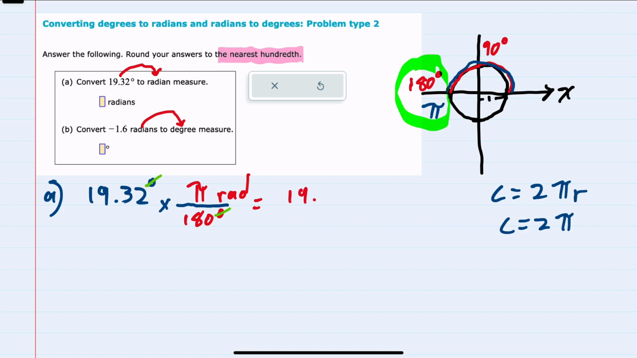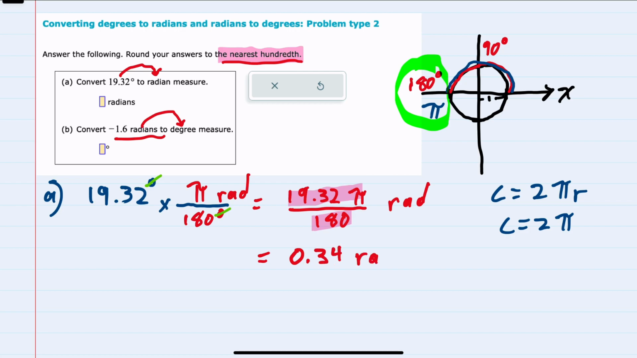Multiplying, we have 19.32 times pi in the numerator, 180 in the denominator. Our units are now radians. And since ALEKS is expressing radians without the pi, I'll go ahead and do all of this multiplication and division in a calculator, while rounding to the nearest hundredth, we would have 0.34 radians. So this would be the conversion for part A.